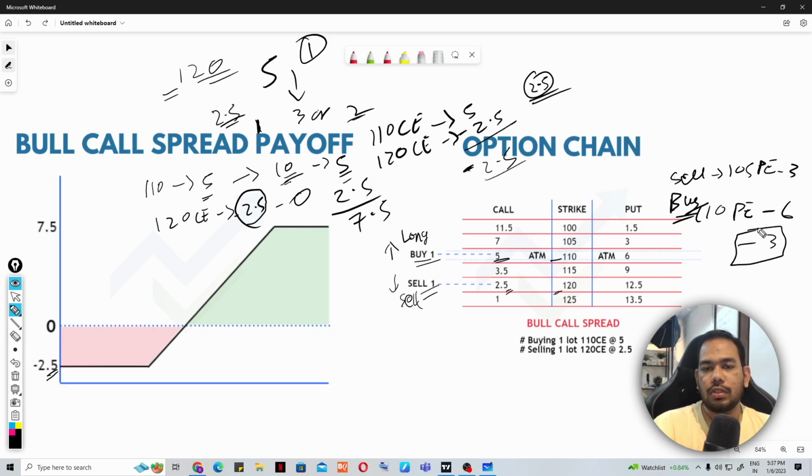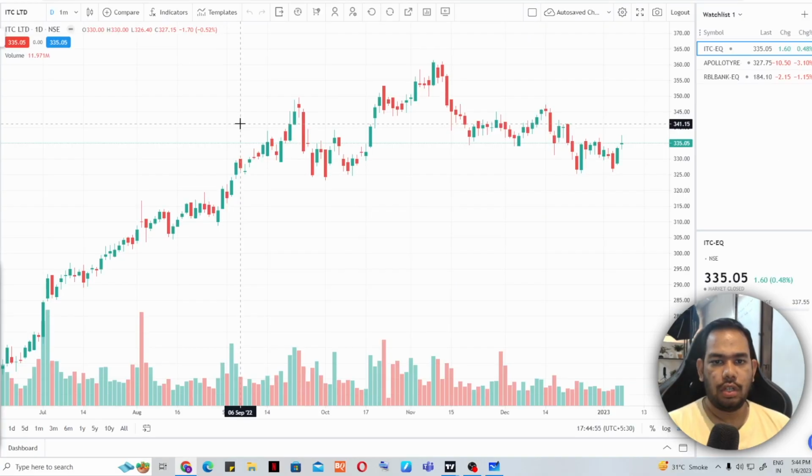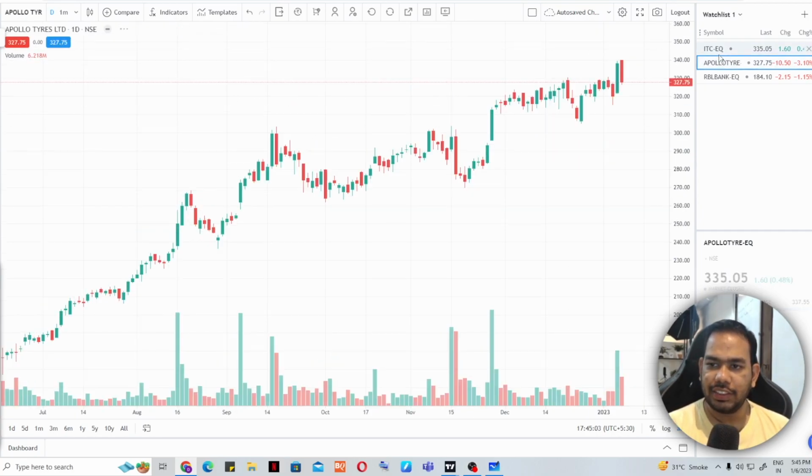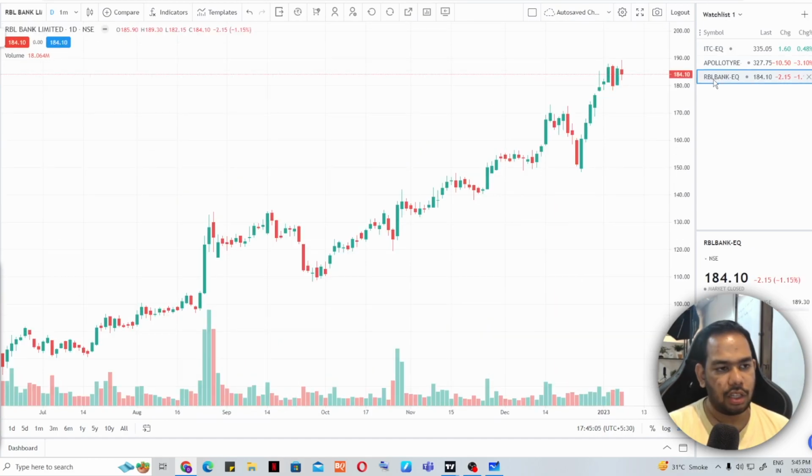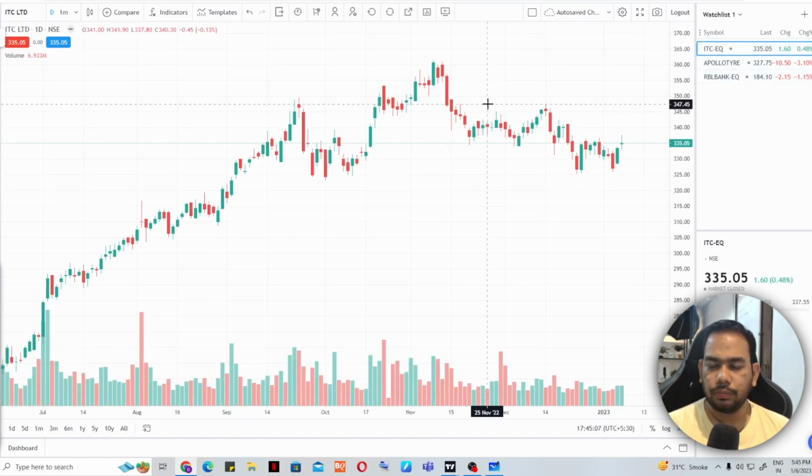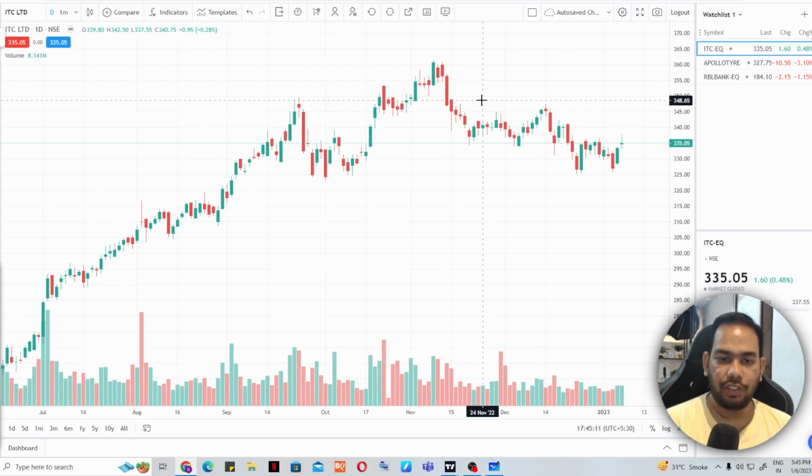So now let us look at some examples. I have selected 3 stocks, and we will see what their payoffs are. Okay. So now let us go to the charts. Guys, now we will look at the examples. And here I'm looking at 3 counters: ITC, Apollo Tyre, and RBL Bank. So I have selected all three counters with different volatility.